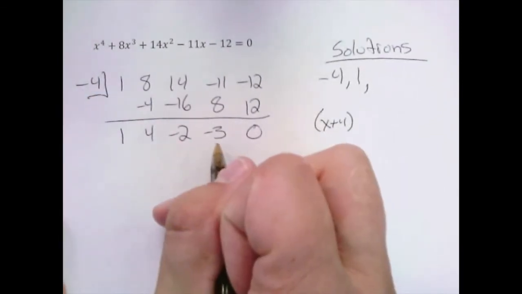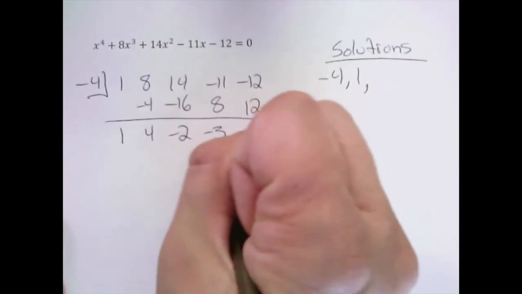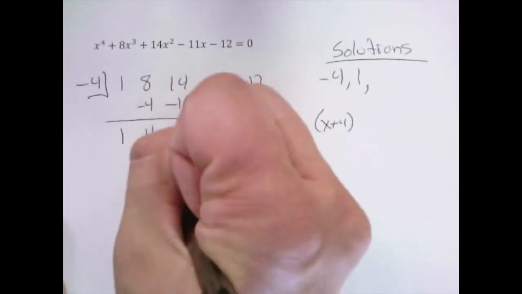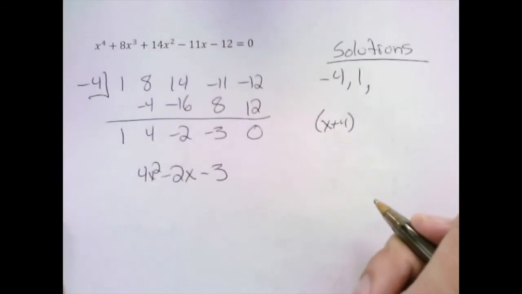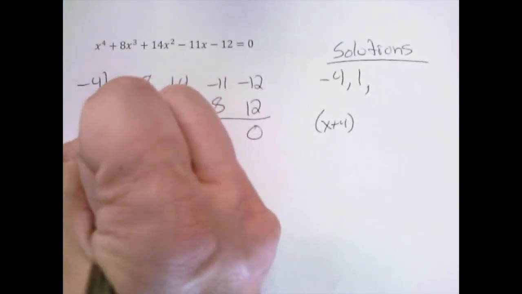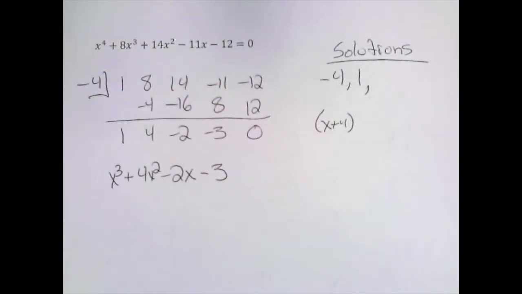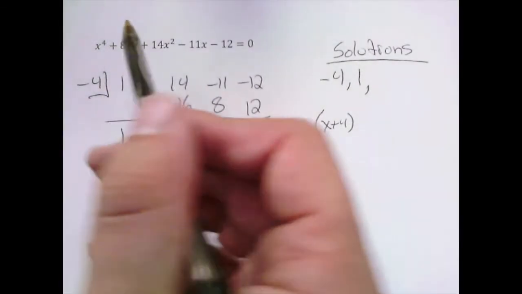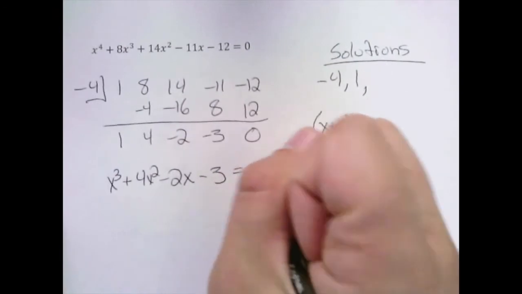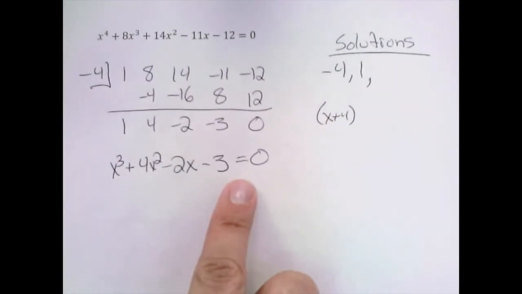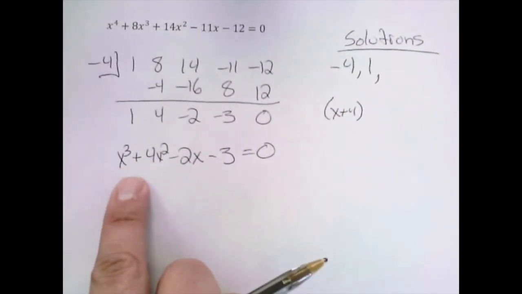Now, we could flip this back to a polynomial. So negative 3 is our constant, negative 2x, 4x squared, and x to the 3rd. So that's what we're working with now. We went from an x to the 4th down to an x to the 3rd as our highest term. You could set this equal to 0 and solve, but it's pretty tough to work with. We're working with a cubic here.